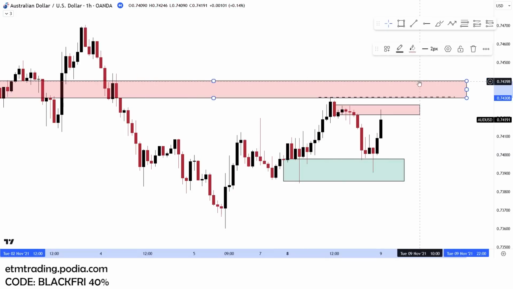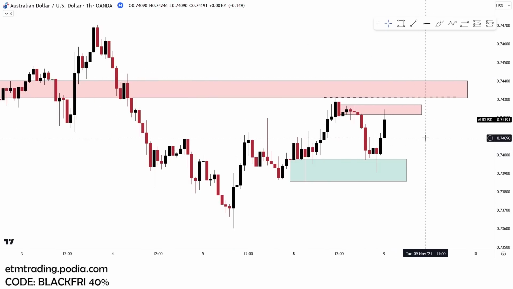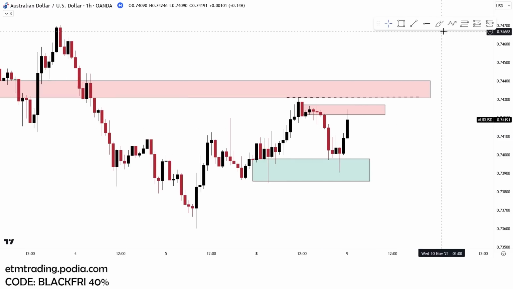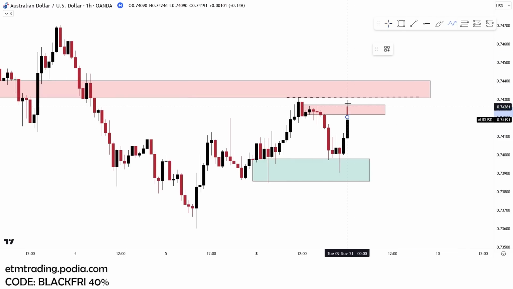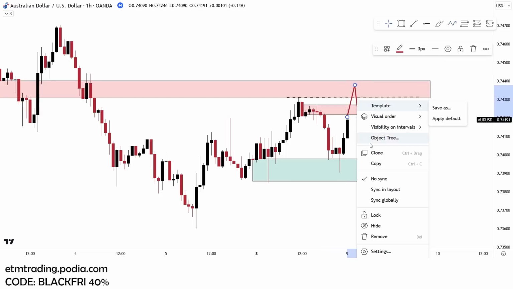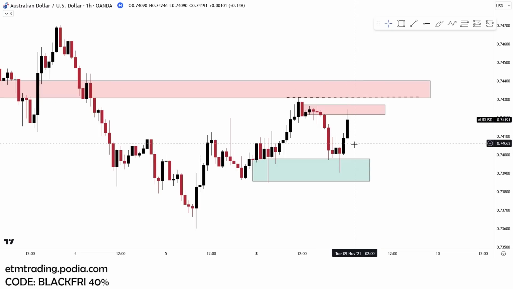So your stop loss could go right above here for your aggressive approach, and for your conservative approach, obviously you would wait for a stop line, and once price closes back, you would mark up this as your high. So this would be your stop loss, or the liquidity sweep would be your stop loss.